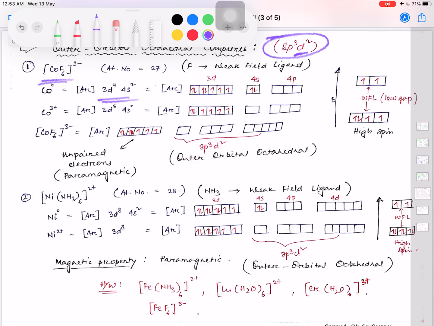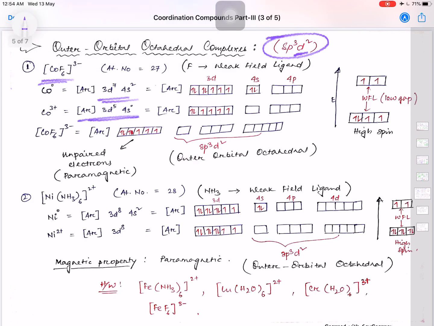Now see, in this one in +3 oxidation state, we have this configuration 3d5 4s0. So we'll just fill up the electrons as it is. In the complex, this F ligand is a weak field ligand. Looking at the energy level diagram, fluorine is a weak field ligand, that means this gap is very low. If the gap is very small, then we'll get high spin complexes, meaning electrons will jump up to the high energy levels.